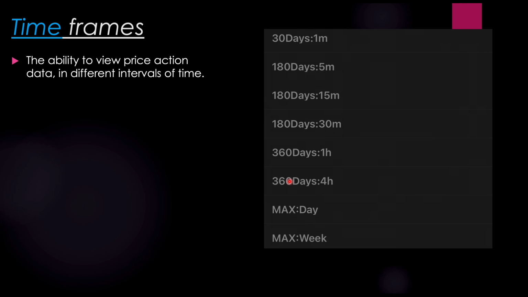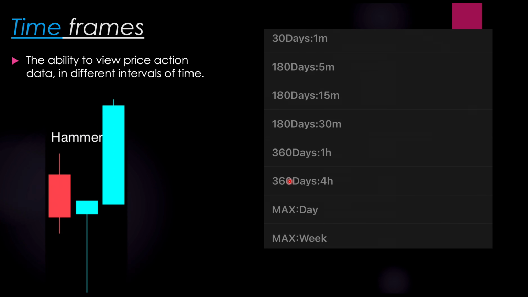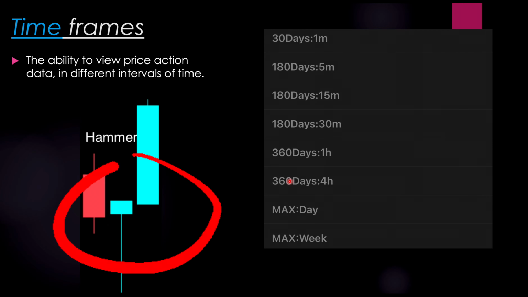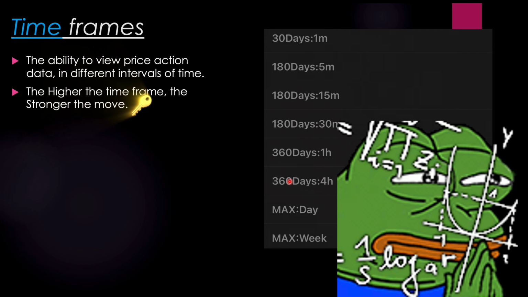Next is time frames, because you hear people like me saying there's a hammer candlestick on a 5-minute time frame or 15 minutes time frame, and all that means is the ability to view price action data, which is candlesticks, in different intervals of time. The higher the time frame, the stronger the move.